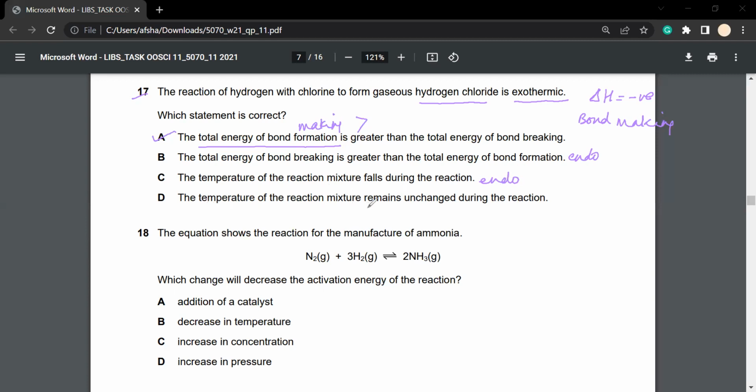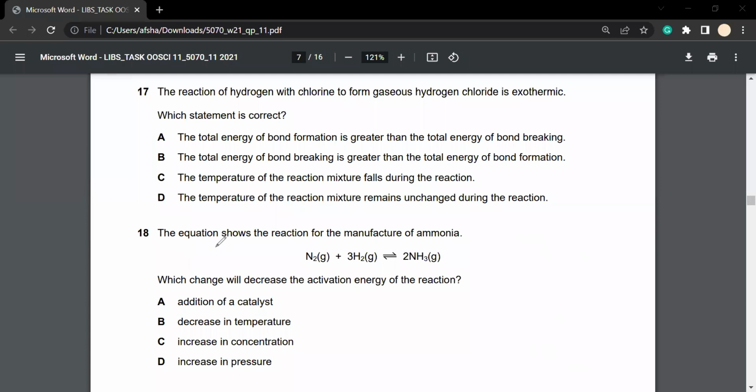The temperature of the reaction mixture remains unchanged, so this is no indication of either exothermic or endothermic. That means there is no exchange of energy here. Okay, so according to this we have A, which is the correct option.